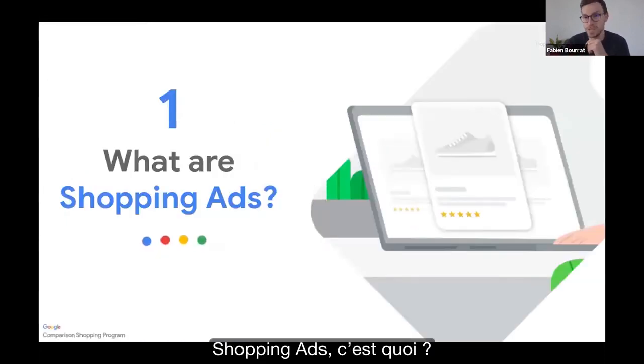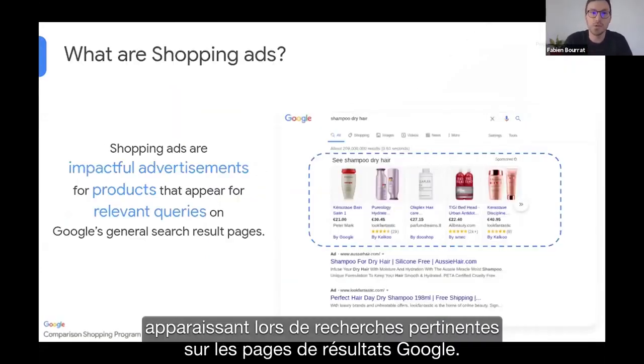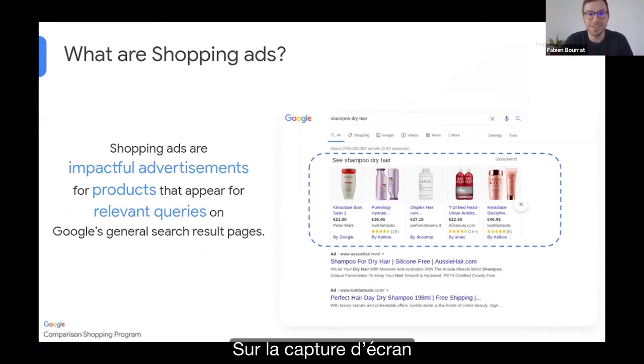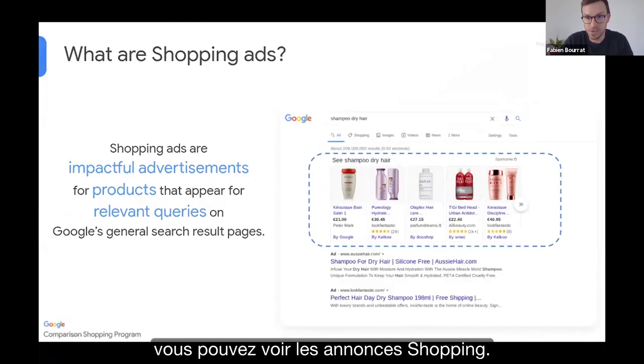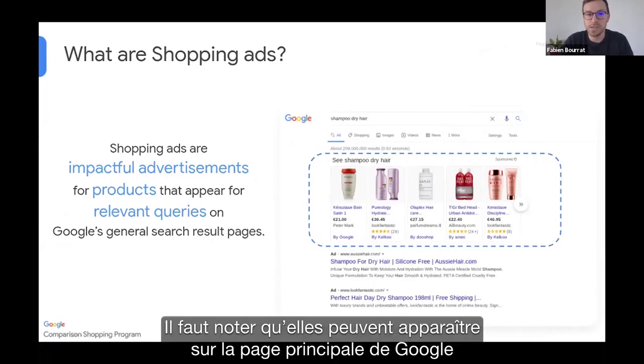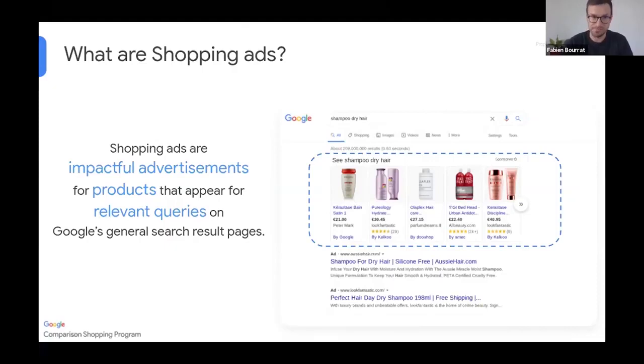What are shopping ads? Shopping ads are impactful ads for products that appear for relevant queries on Google general search result pages. If you look for a shampoo for dry hair, for example, you can see, as in the screenshots displayed on the deck, the shopping ads. Worth noticing that they can appear on Google general search result pages, but also on the shopping tab and on other surfaces like YouTube, for example.